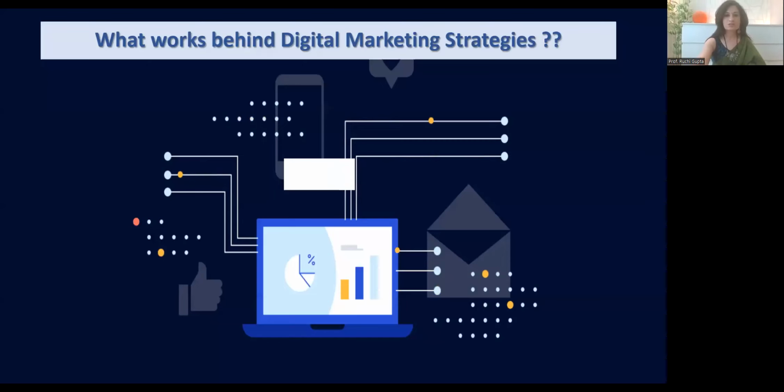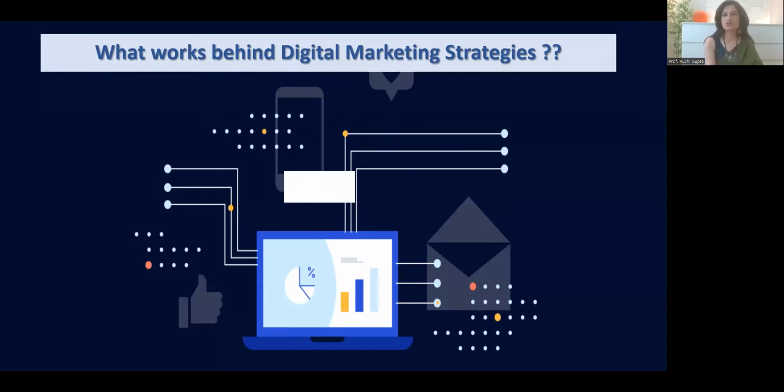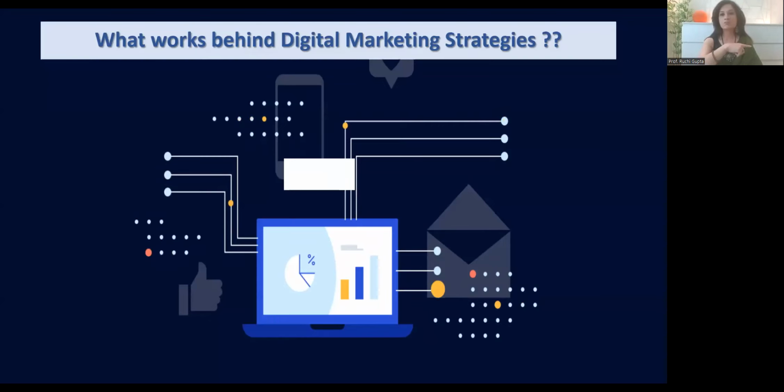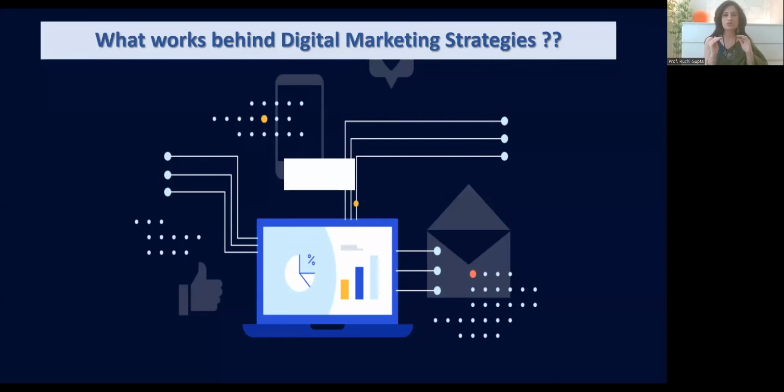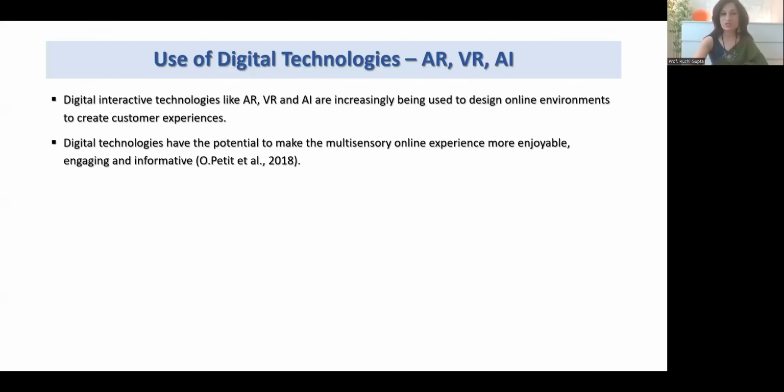Okay, so let us now come to this main part of the use of digital technologies, where we are going to discuss what would work behind the digital marketing strategy. So what is happening on the backside, which we can actually not see? We see what is visible to us in terms of the digital marketing strategies, but what is working in the background is the use of digital technologies with certain creative people, putting a lot of effort into thinking what kind of strategies we can come up with and how we can design the customer experiences.